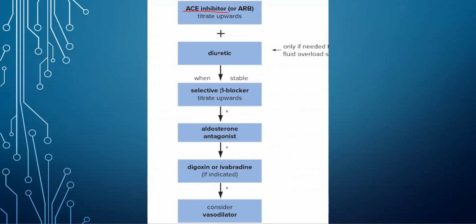So ACE inhibitor or ARB plus diuretic. Now diuretic is mainly given when the patient has features of congestion, especially not for ankle edema, but for pulmonary edema. So when you see that the patient has fluid overload, especially in the lung, we should start with diuretics. When the patient becomes stable, then you should start with selective beta blocker. You can also give aldosterone antagonist, which is your spironolactone. Then the last option would be digoxin and vasodilator.